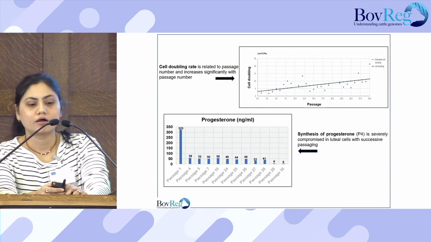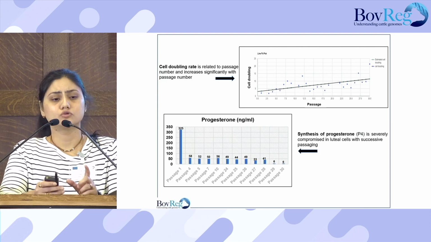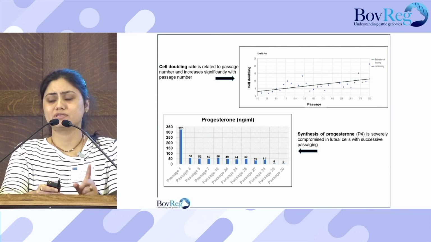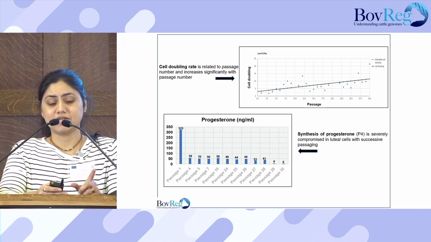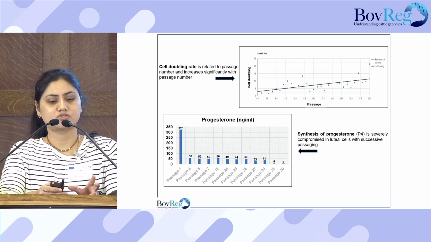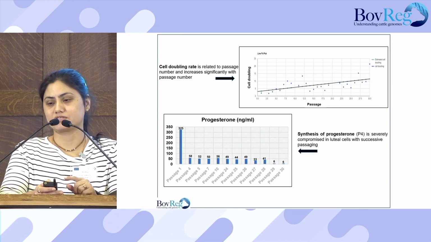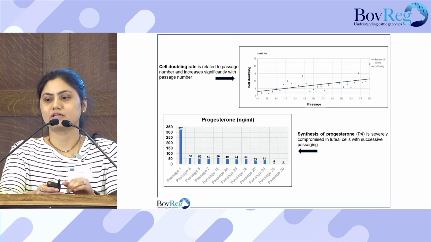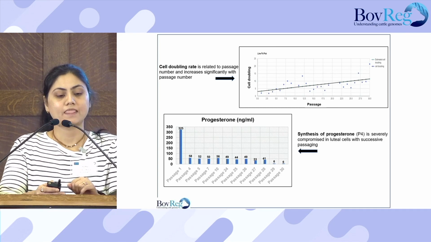So next, we applied a linear model to look if there is an association between the cell doubling and the passage number. The data show there is a moderate positive association between the cell doubling rate and the passage number. So the cell doubling rate significantly increases as the passage number increases.